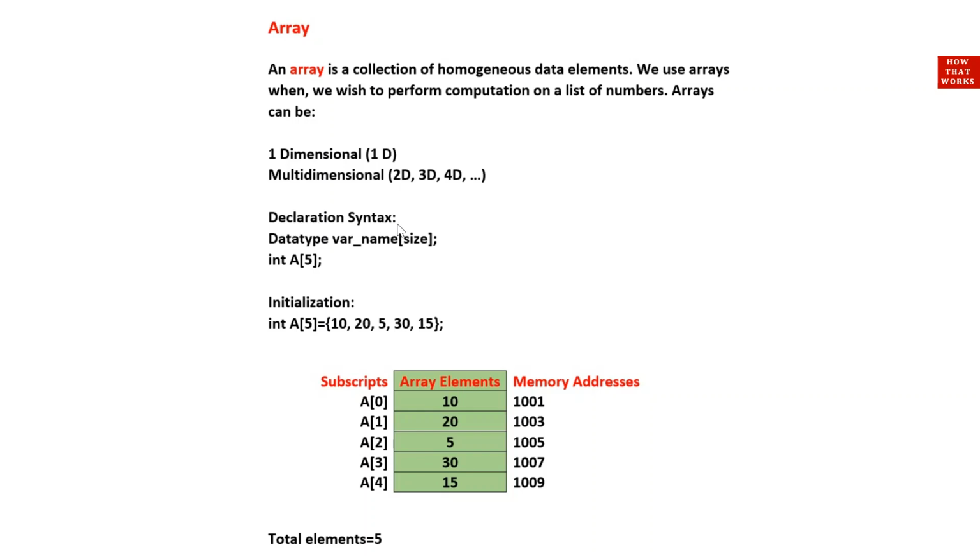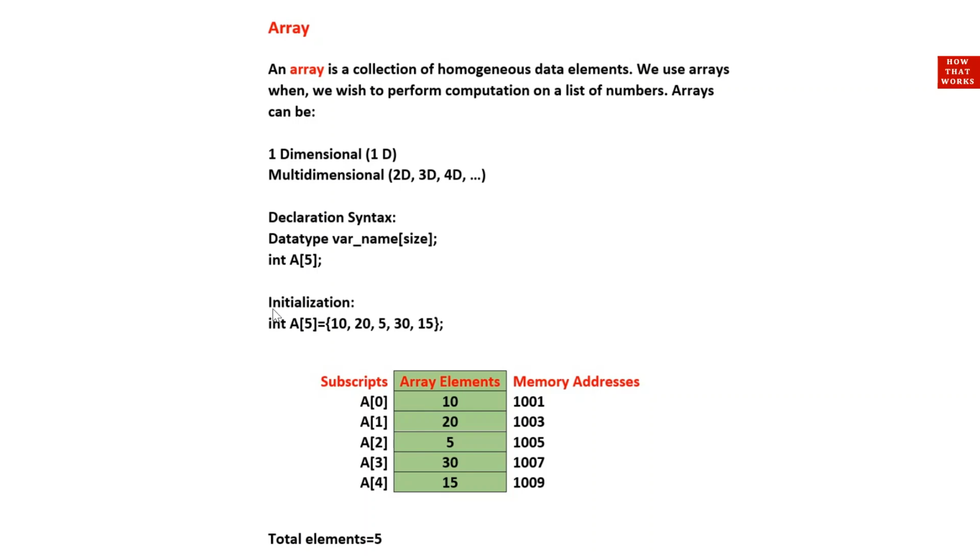The declaration syntax is: this is the data type, this is the variable name, and then we need to mention the size of the list. That means how many variables we are going to save in the list. For example, the data type is int, the variable name is a, and the size is 5. That means we are going to save 5 variables of type integer, and we can give initial values to these variables.